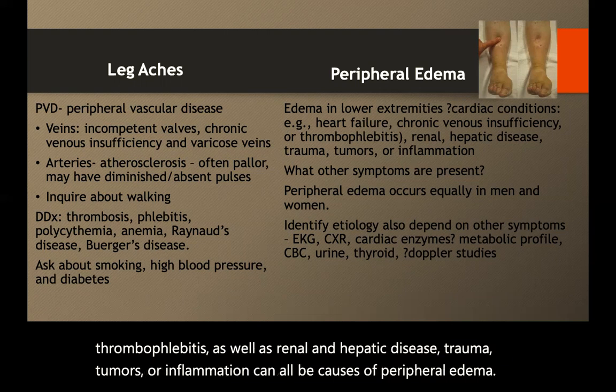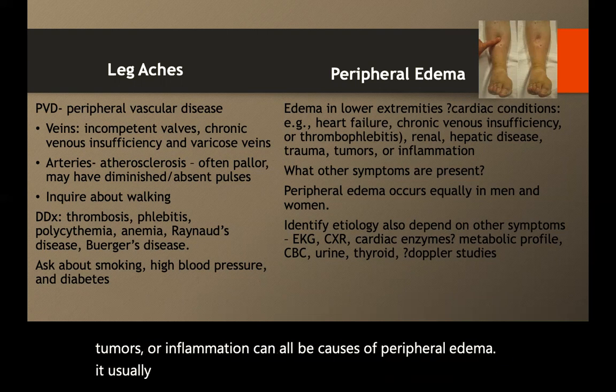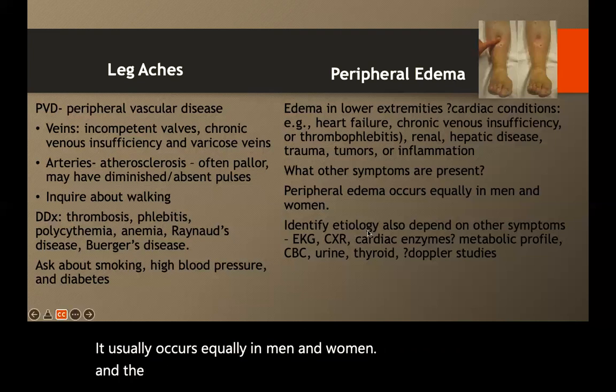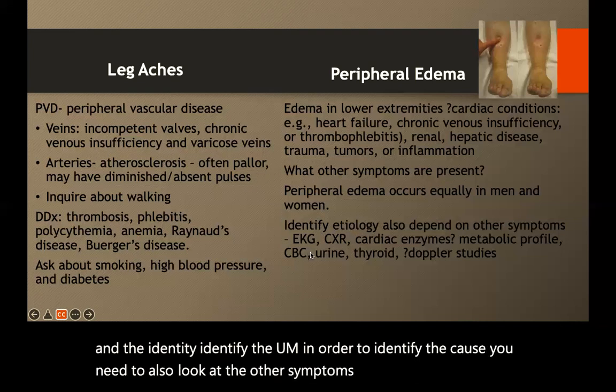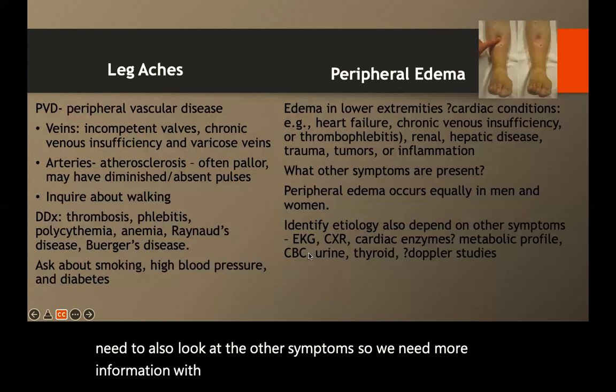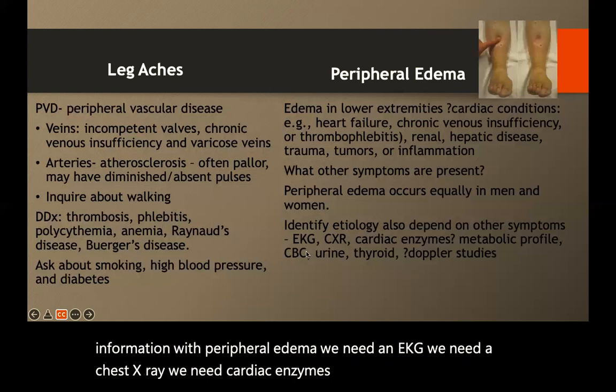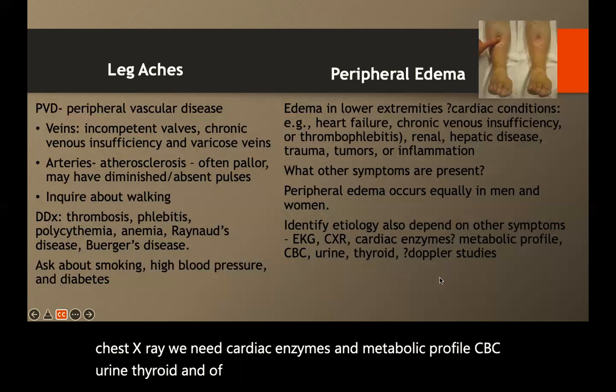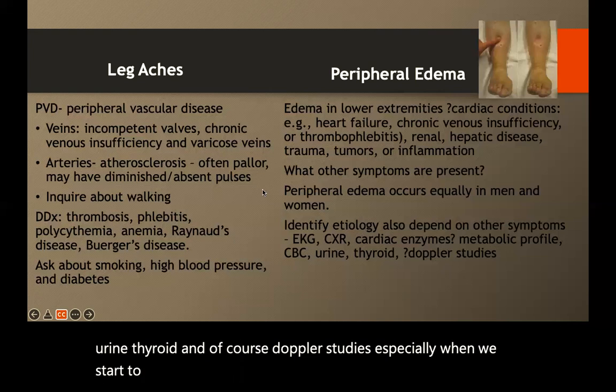It usually occurs equally in men and women. In order to identify the cause, you need to also look at the other symptoms. So we need more information with peripheral edema. We need an EKG. We need a chest x-ray. We need cardiac enzymes, a metabolic profile, CBC, urine, thyroid, and of course, Doppler studies, especially when we start to have any kind of concern about our circulation and we start to develop any kind of wounds.